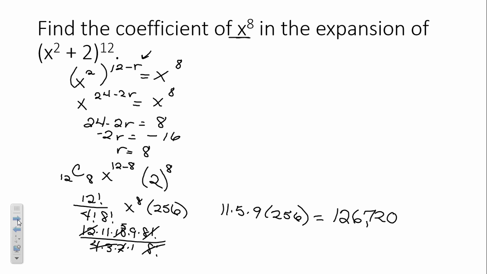It would be x to the 8th, which was our whole goal. Yes, thank you. Now I know where someone was saying, where did my x squared go? Yes, that's where your x squared went. My apologies. X squared to the 12 minus 8. It's x squared to the 4th.